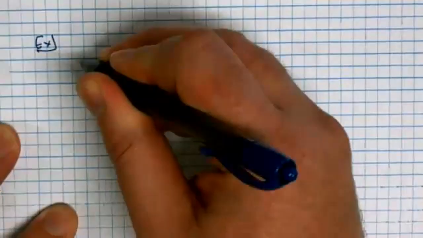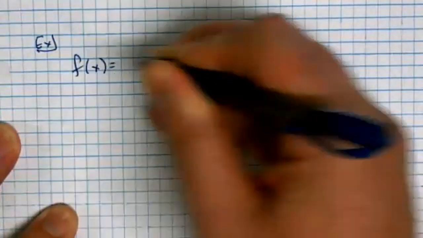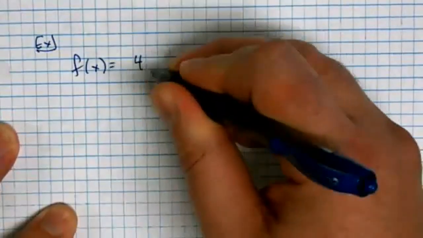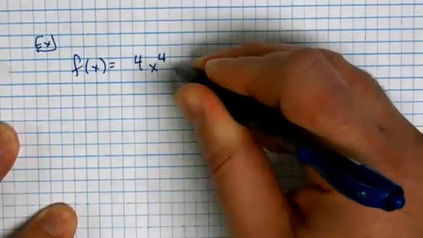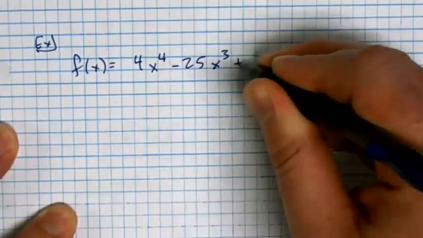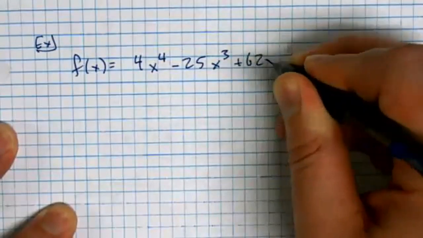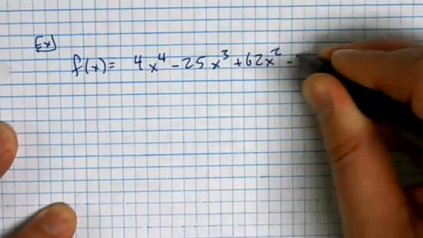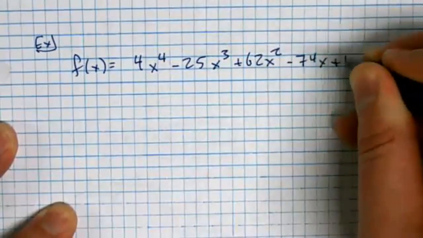So same instructions. We're going to find our zeros. We're going to find our factorization. We'll write our factorization both ways again. Let me get you our original function. F of x equals, this time, 4x to the 4th minus 25x cubed plus 62x squared minus 74x plus 15.